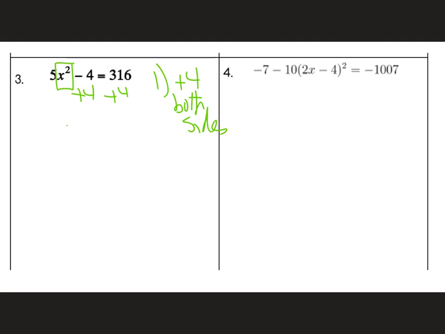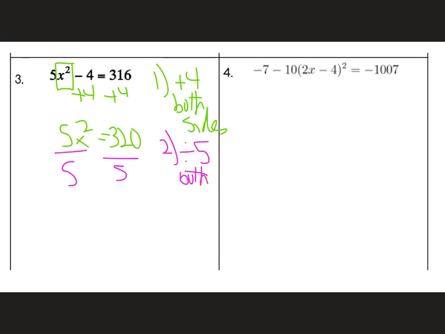So that means we're going to have 5x squared equals 320. And now I still want to get that x squared by itself, so I'm going to divide both sides by 5. Divide by 5 both sides. Something along those lines on the sticky note.